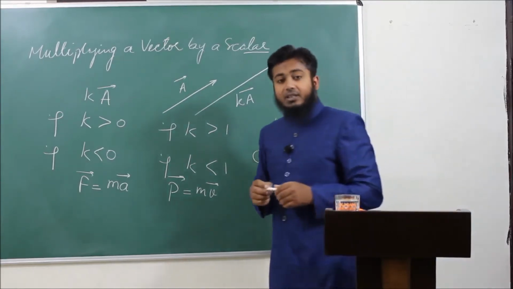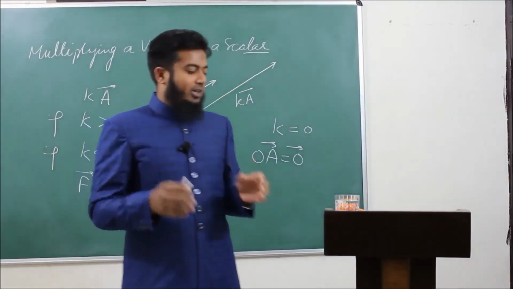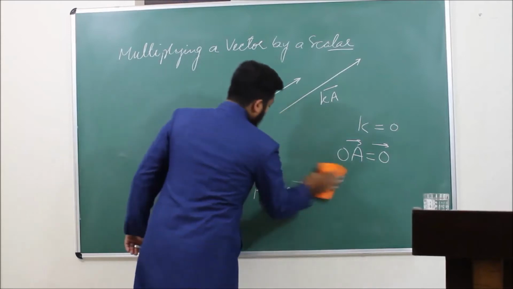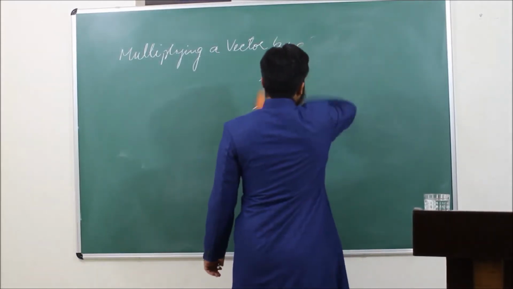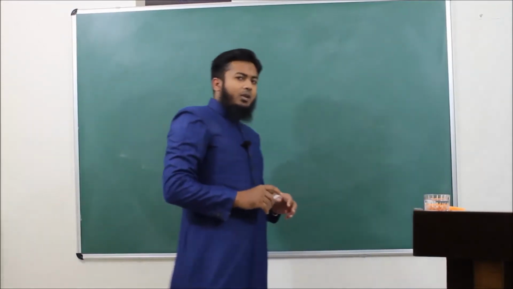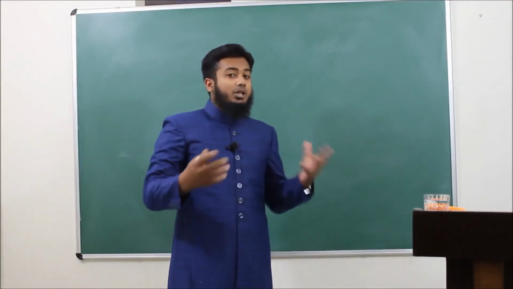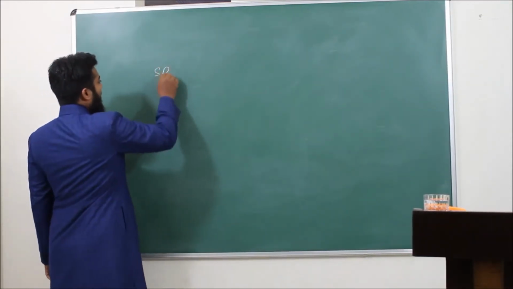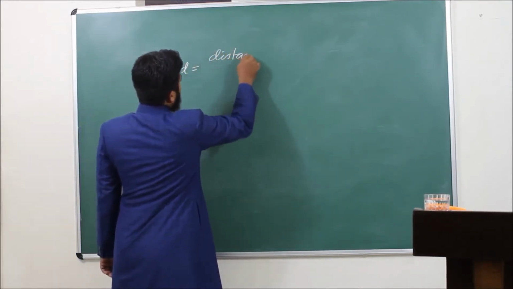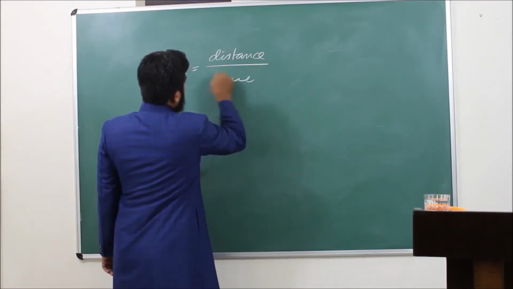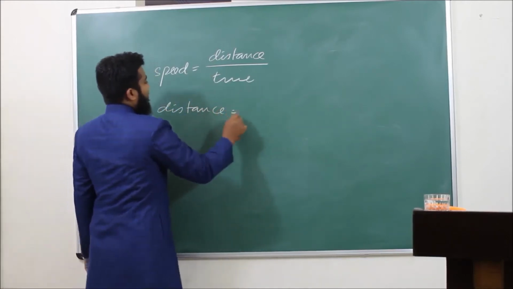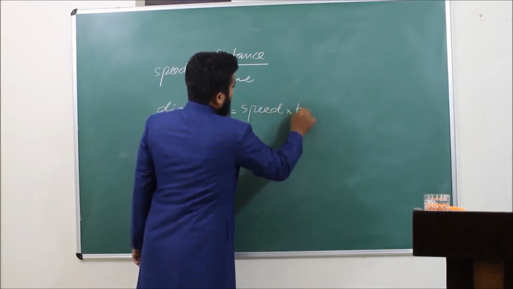Next, let us see multiplication of two vector quantities. What happens when we multiply two vector quantities? Now, in physics, we combine two different quantities to produce a new quantity. For example, you know speed from your high school physics, speed is equal to distance upon time. Or if you have to write distance, then distance is equal to speed into time.